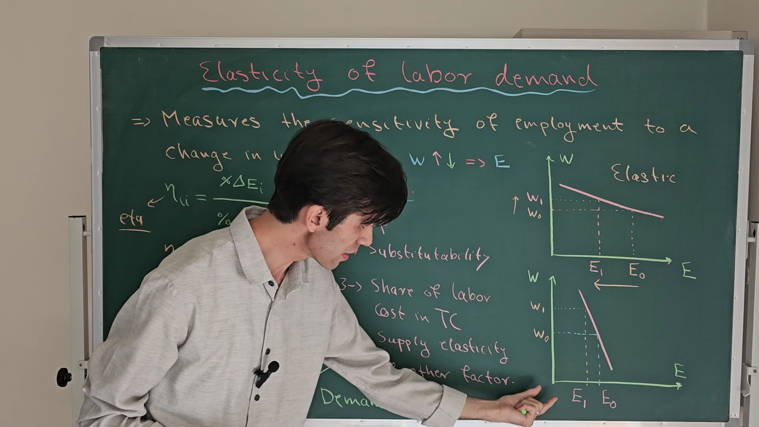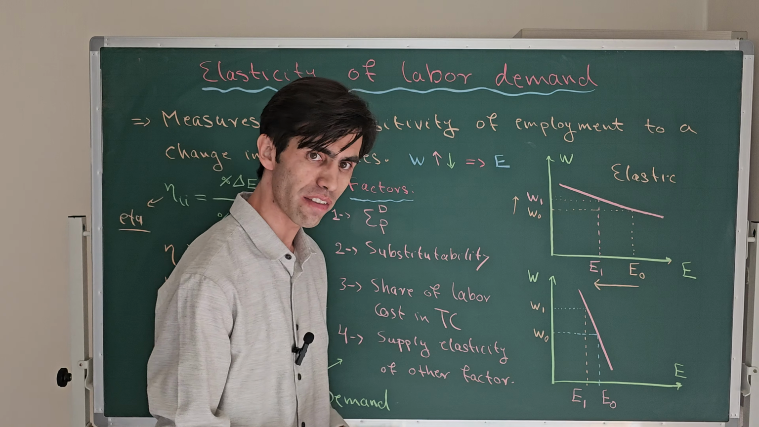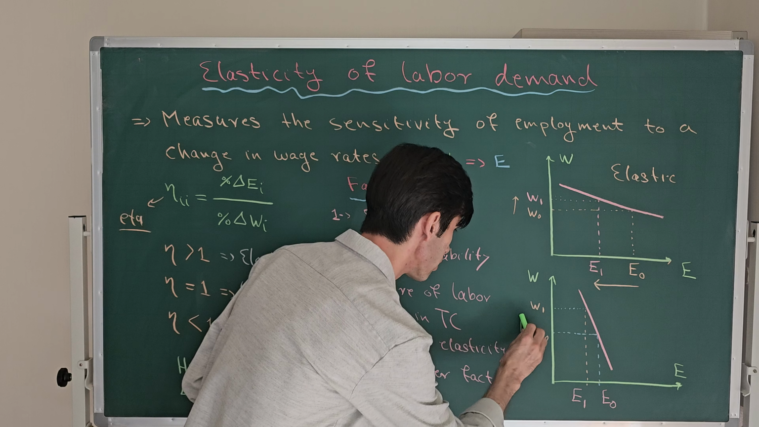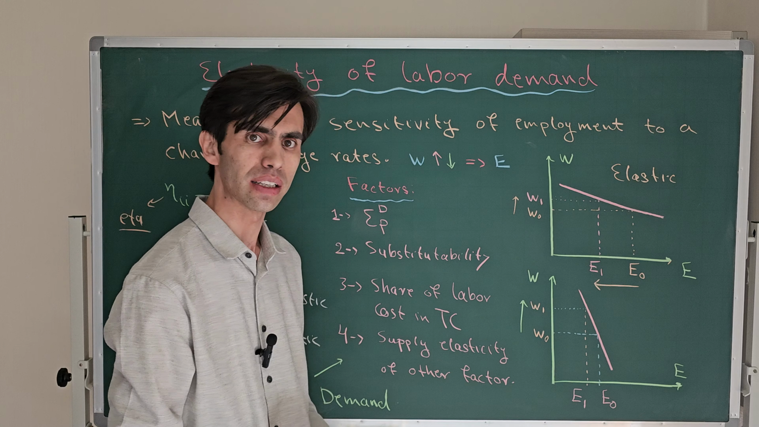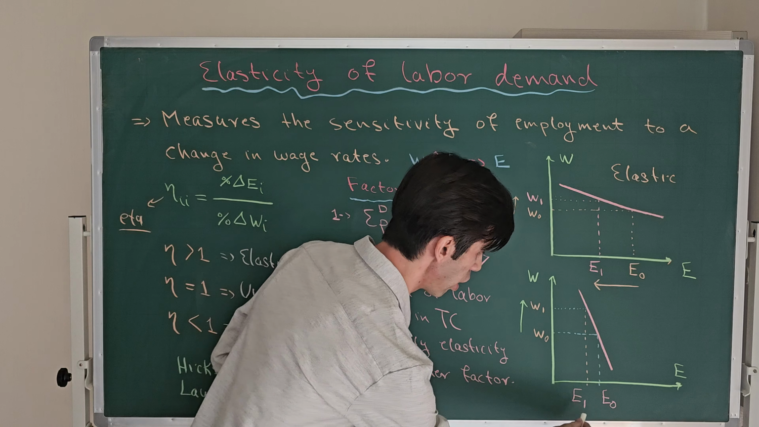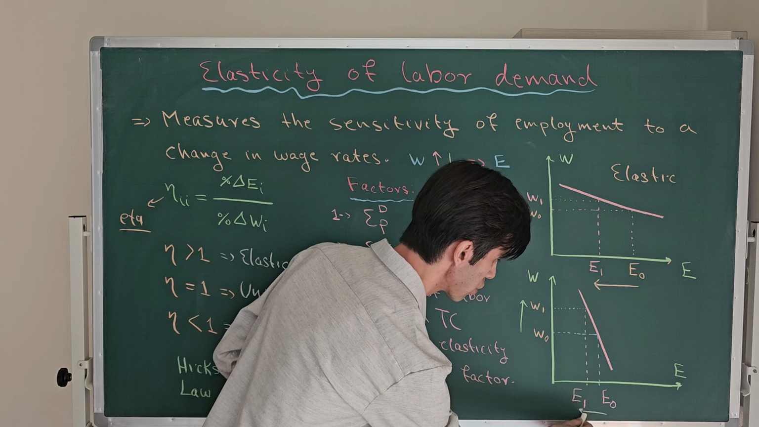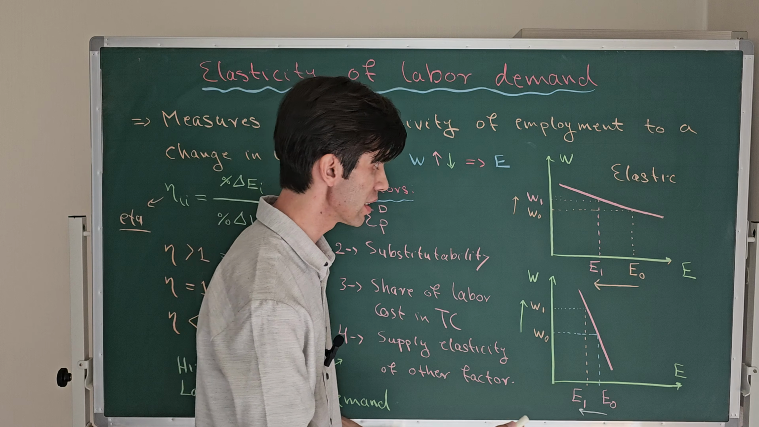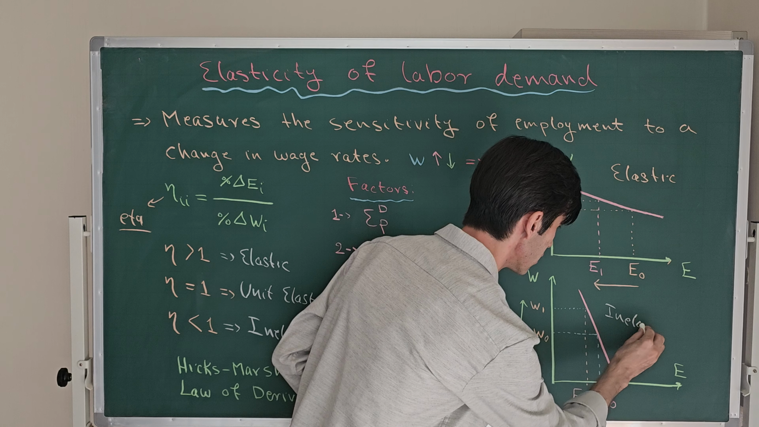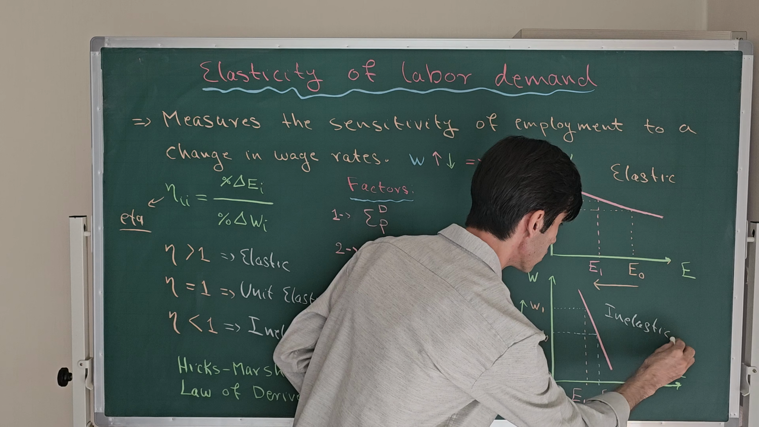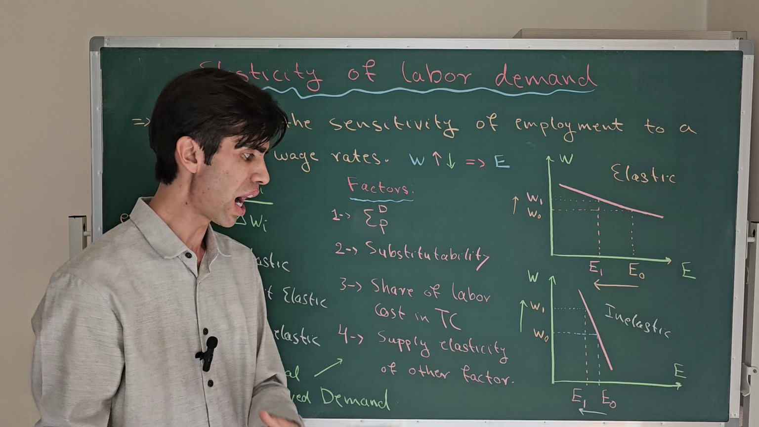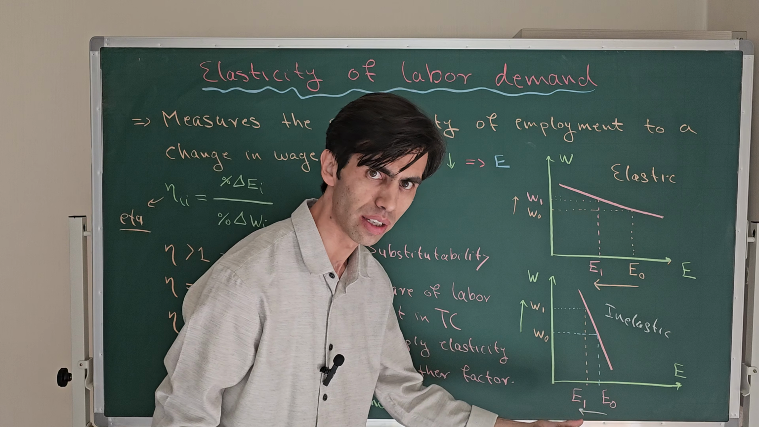But in this case, the wage level increases by a very large portion, moving from W0 to W1, but the employment level declines by a small portion from E0 to E1. It means this labor demand curve is inelastic. The change in wage rate does not lead to a larger change in employment level.